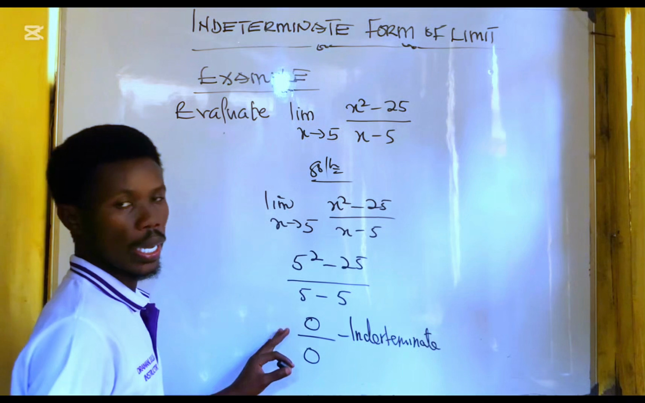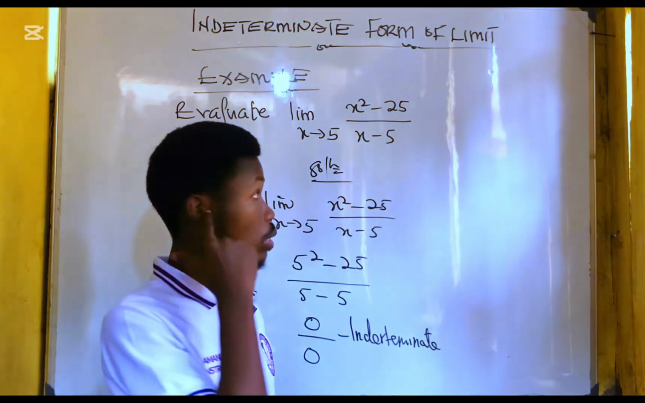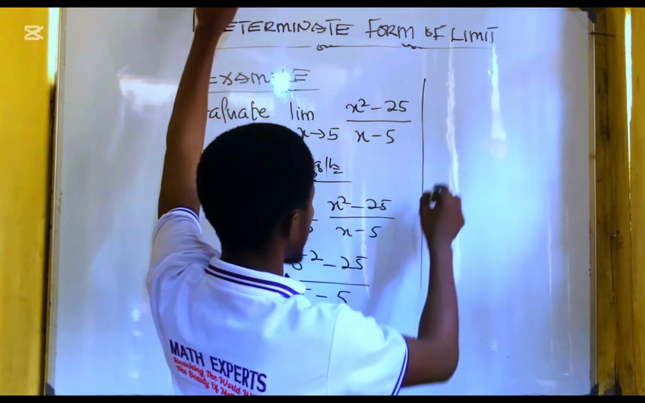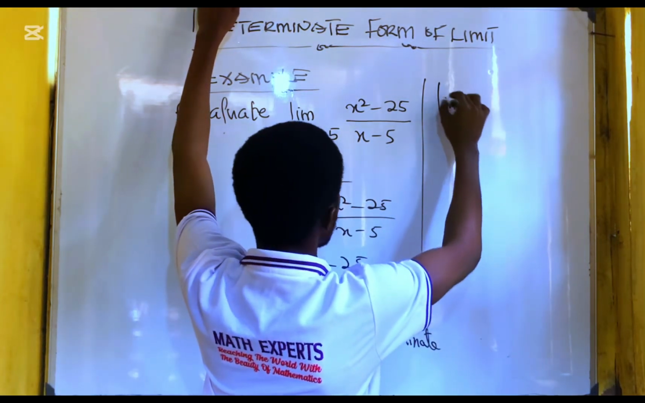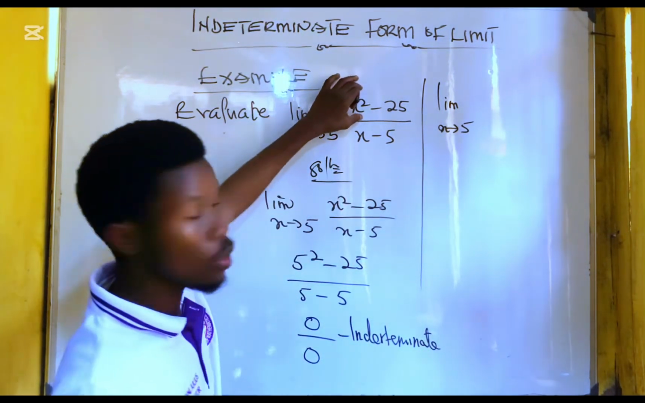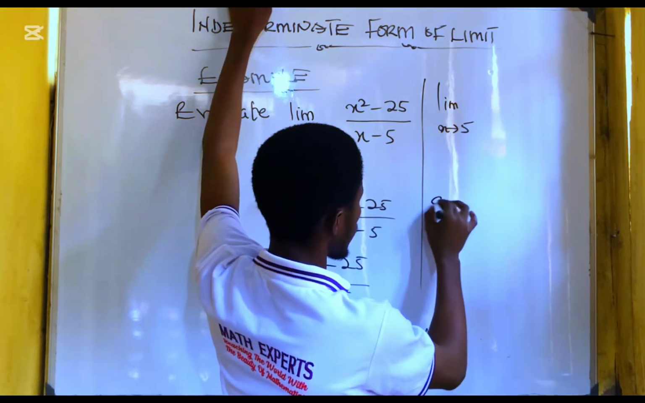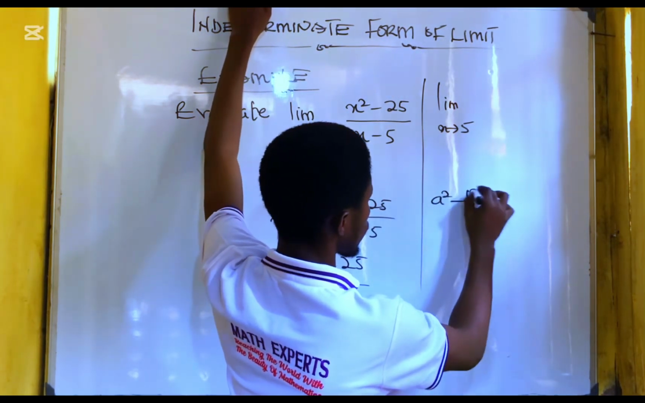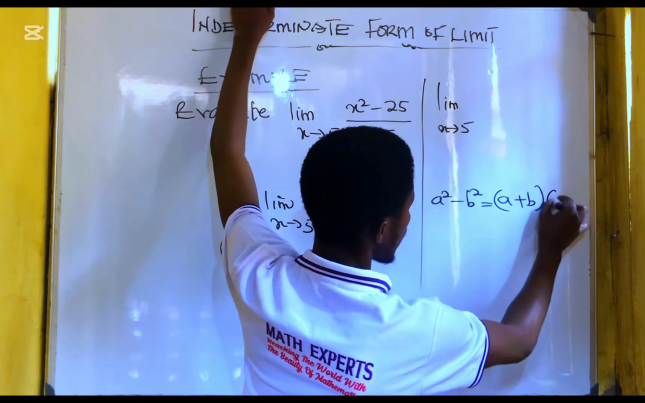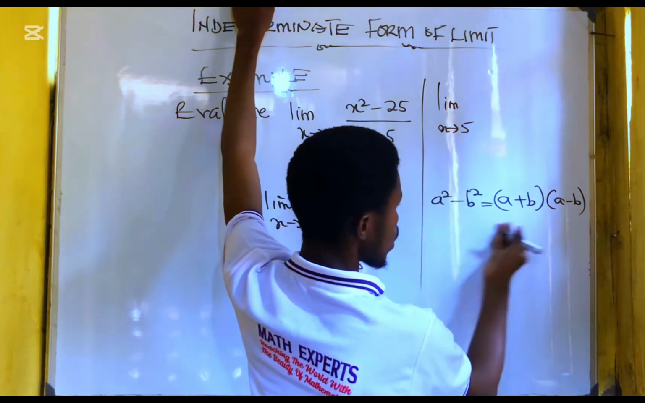It means that the thing exists somewhere, so we have to apply algebraic simplification. So what you are going to do here is apply the algebraic simplification. The limit as x approaches 5. Now this is a difference of two squares, so this x squared minus 25. You know difference of two squares: I have a squared minus b squared, I can write it as a plus b, a minus b. Is that okay? So this is how it will look.